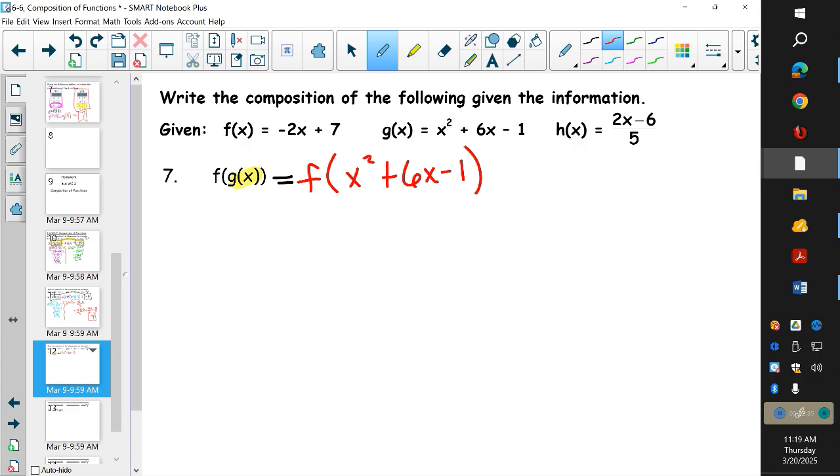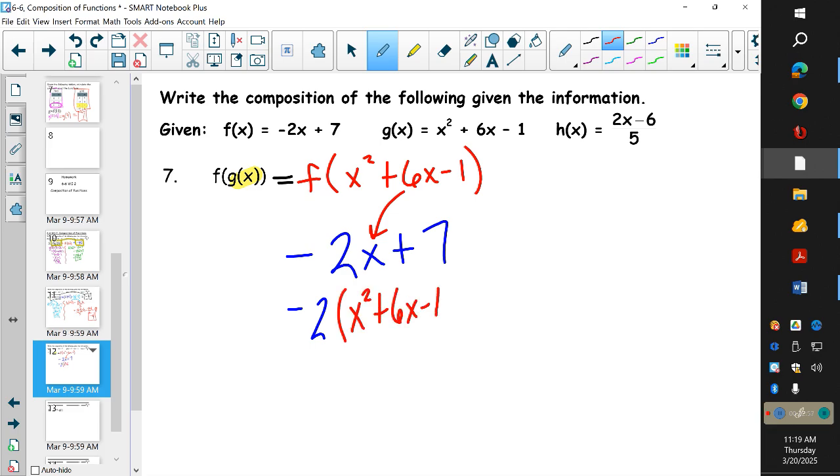The letter f. That means I have to use the f function. The f function is negative 2x plus 7. And every place I see an x, what now goes in that x's spot? The ugly, right? So negative 2, parenthesis, x squared plus 6x minus 1, close parenthesis, plus 7. Yes?